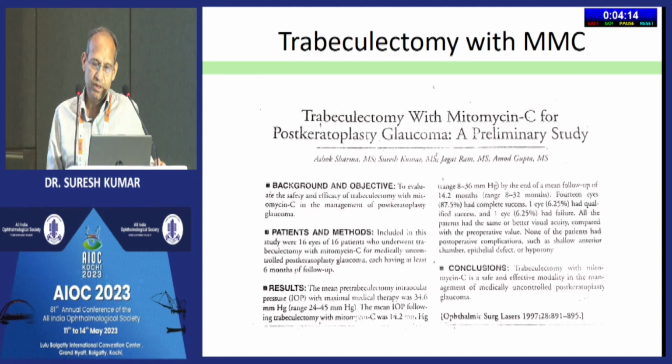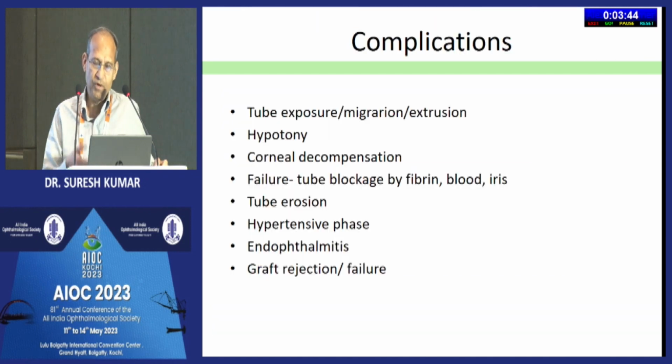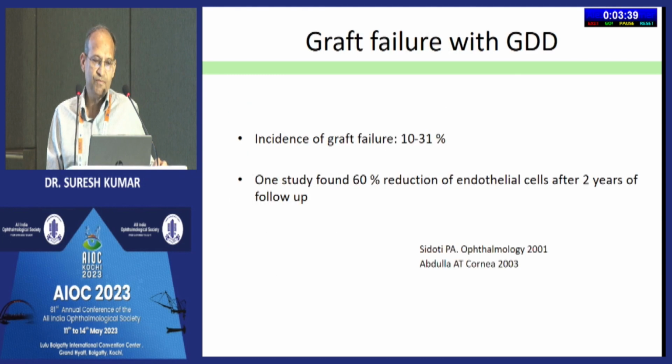One of our departmental studies, though small and preliminary, found trabeculectomy with mitomycin C useful in these patients. And now with glaucoma drainage devices, in literature we have found that the success rate is much better with GDD as compared to trabeculectomy with mitomycin C. But the main area of concern in these devices is corneal endothelium and endothelial decompensation. So the list of complications, Professor Sushmita Kaushik will be dealing with in detail. I will be just focusing on graft failure.